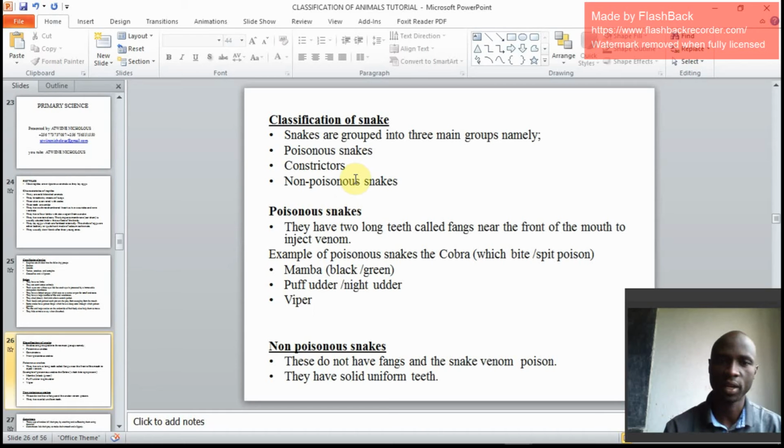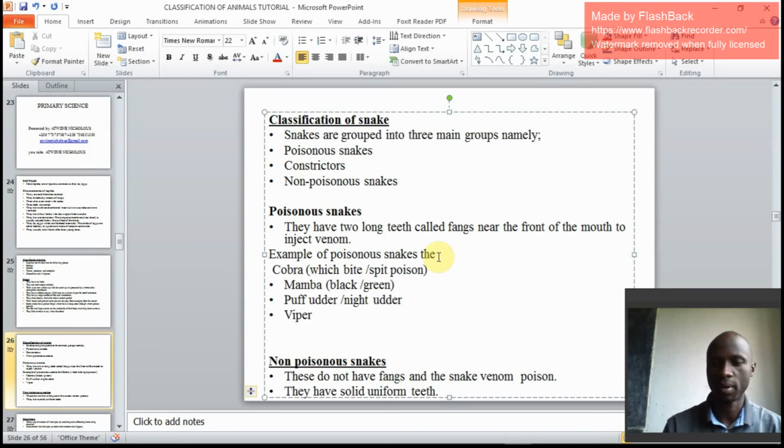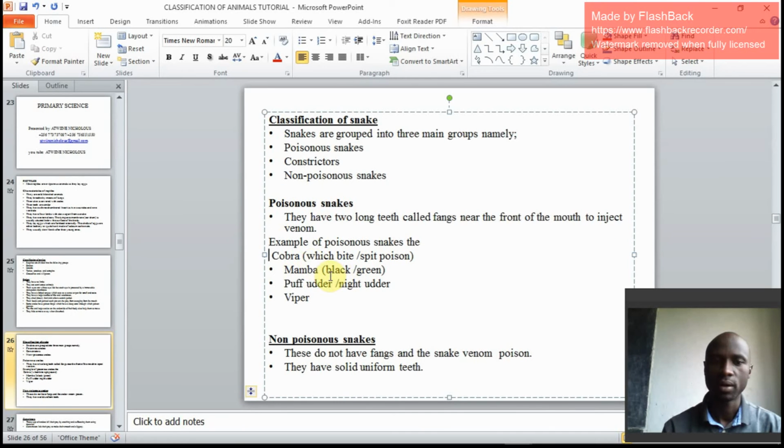They are reclassified into three. We look at poisonous. They have two long teeth called fangs. All poisonous snakes have fangs, and those fangs are meant to inject venom. Examples of poisonous snakes: we have cobra, then we have mamba, green mamba and black mamba. We have puff adder or night adder. Then we have viper. Those are different examples of poisonous snakes.